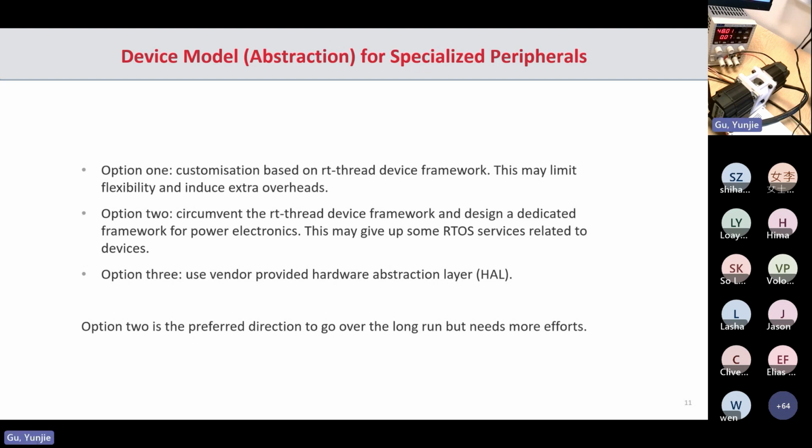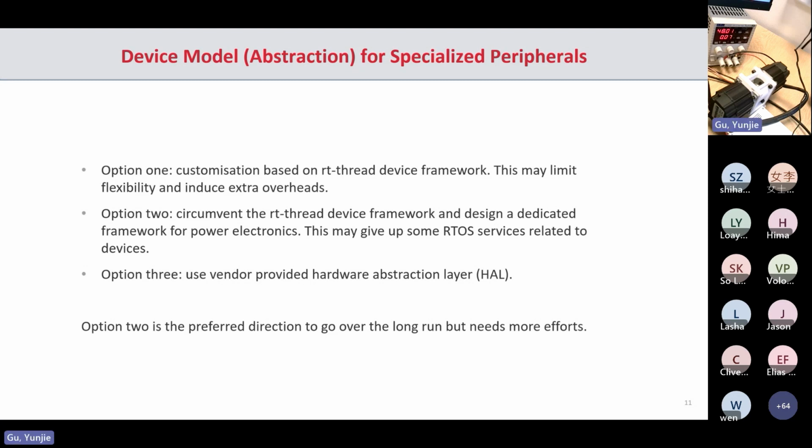The second option is to circumvent the RTT device framework and design a dedicated device framework for power electronics. This may give up some RTOS services, but it gives better flexibility and also has smaller overhead compared to the RTT's native device framework.